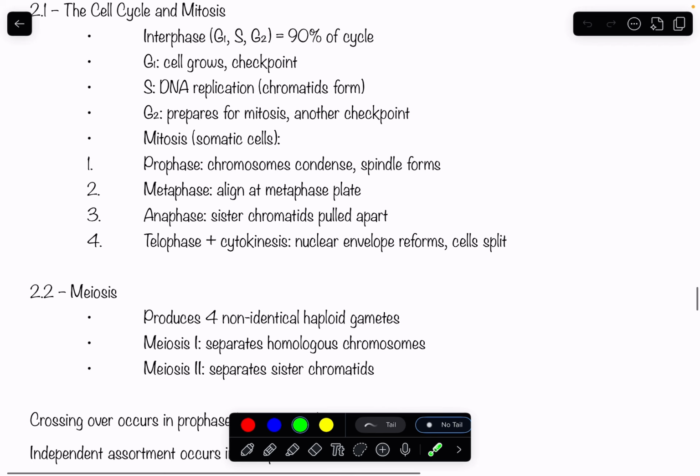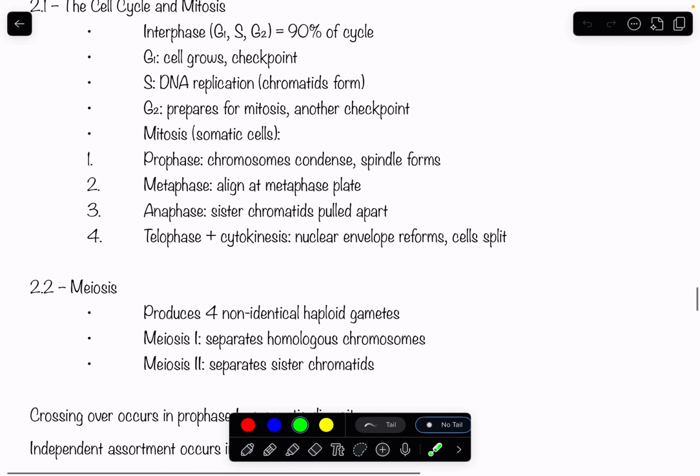And so what is mitosis, right? So mitosis is split up into four: prophase, which is where your chromatids condense and your spindles form; metaphase, which is where they line up in the middle, so your metaphase plate is in the middle; anaphase is where your sister chromatids get pulled apart; and then telophase is where your nuclear envelopes reform and then they split.